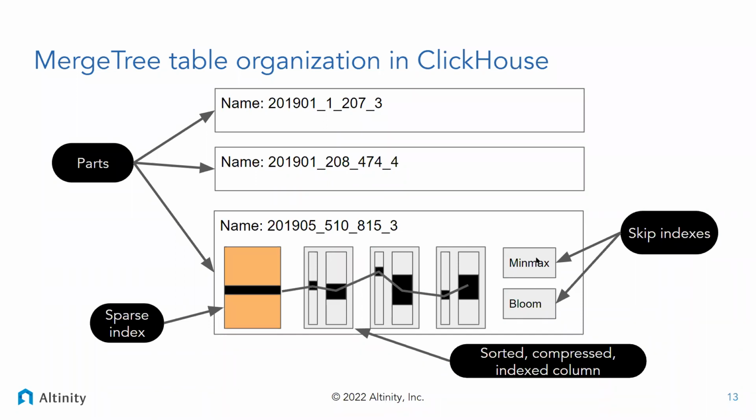ClickHouse also has skip indexes. These are two examples: min-max and Bloom filter indexes. These are things that you can use to help ClickHouse decide whether it needs to read a particular block or not. We'll show an example of that in a minute.